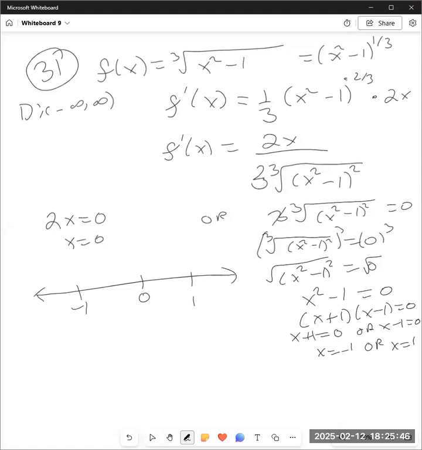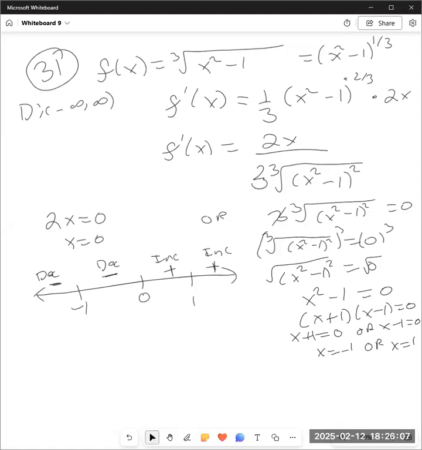So 2 times a negative number is negative. 2 times a negative number is negative. 2 times a positive number is positive. 2 times a positive number is positive. So we have decreasing, decreasing, increasing, increasing.